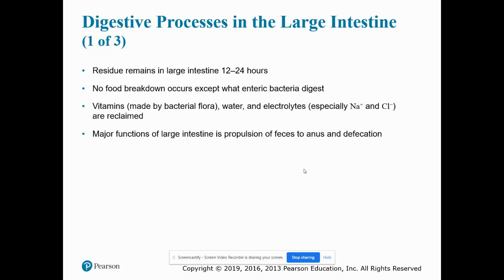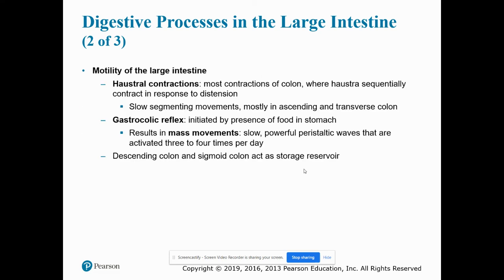So now we're going to talk about digestive processes in the large intestine. Residue remains in the large intestine 12 to 24 hours. No food breakdown occurs except what enteric bacteria digest. And vitamins that are made by the bacterial flora, water, and electrolytes are reclaimed. The major functions of the large intestine are propulsion of feces to the anus and defecation.